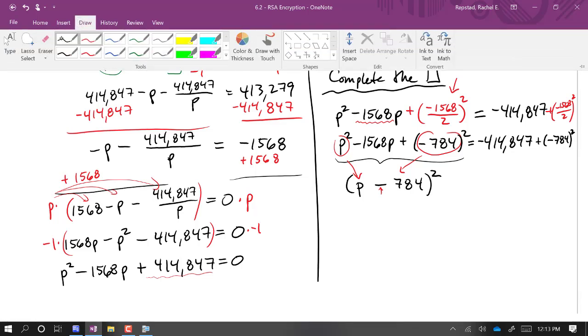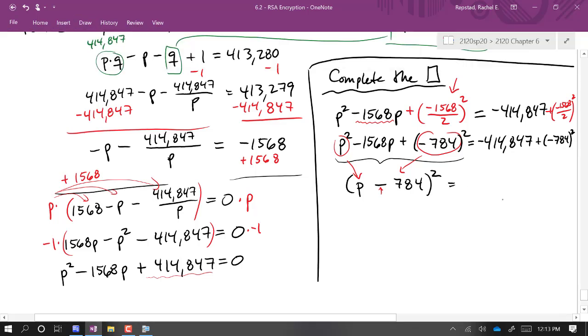On the other side, I'm going to just use the calculator to do some arithmetic. So negative 414,847 plus the square of negative 784. I get 199,809. And then we take the square root.